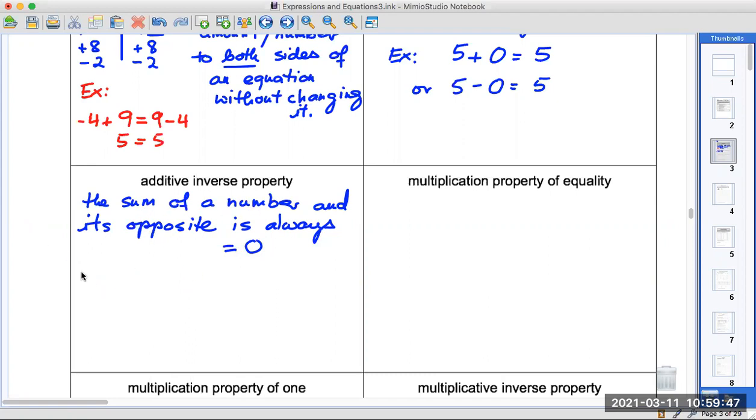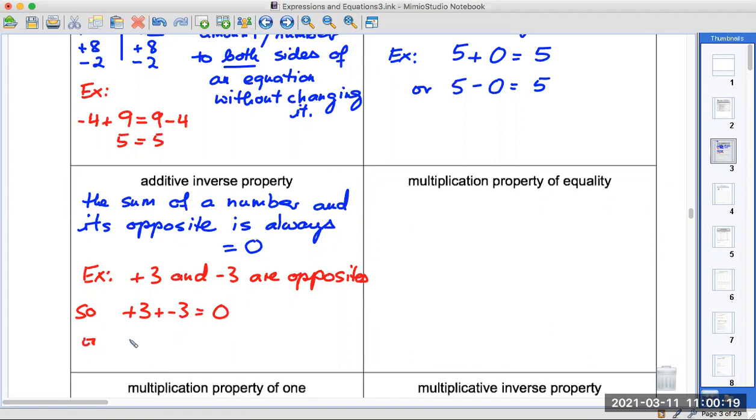And you're wondering, what is that opposite? So that's talking about the sign. So for example, +3 and -3 are opposites because they have opposite signs, but the same number. So if I add +3 plus -3, the answer is 0, right? Or how about another one? -3 plus 3. If I reverse the order, it's still 0.